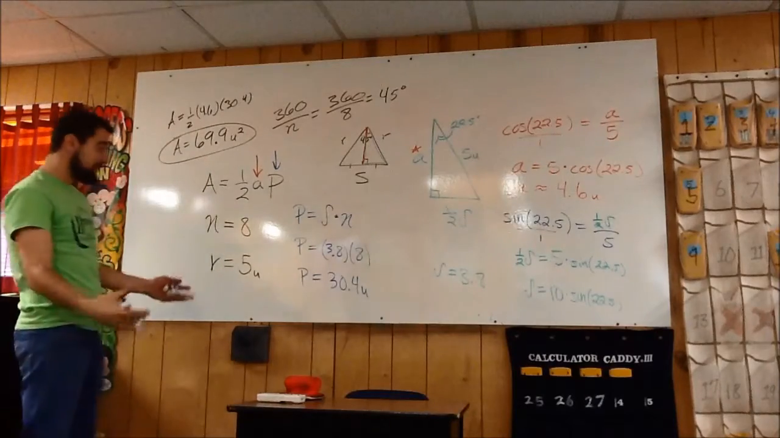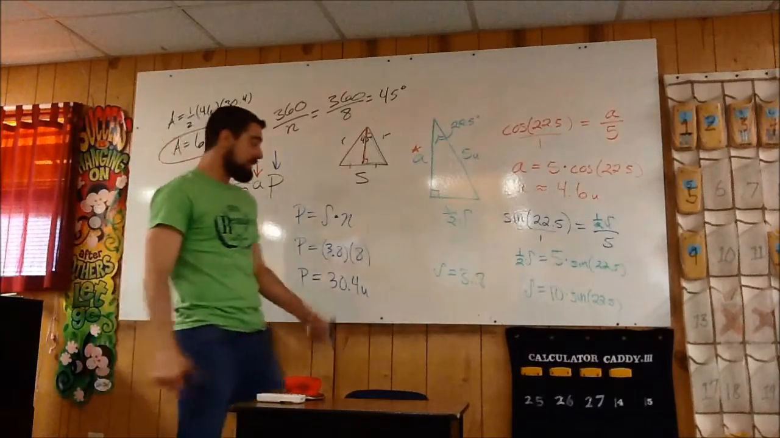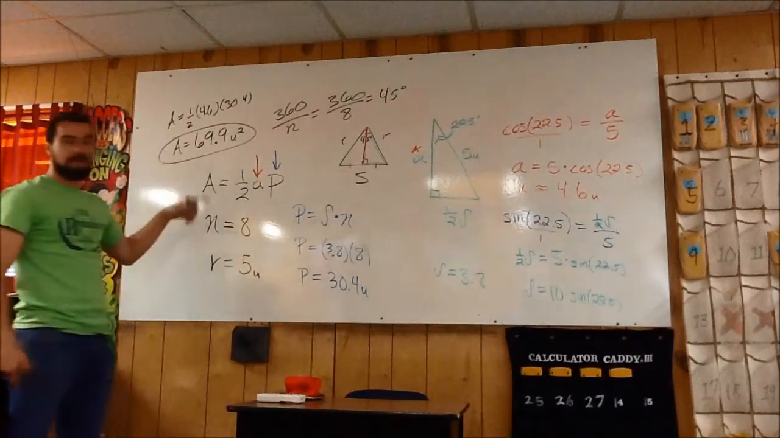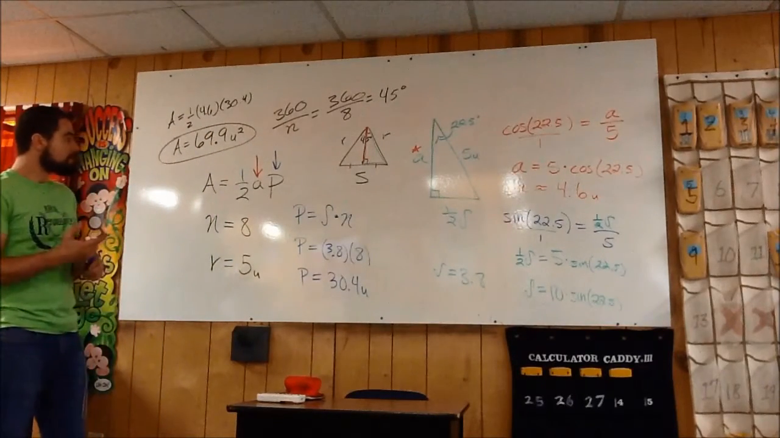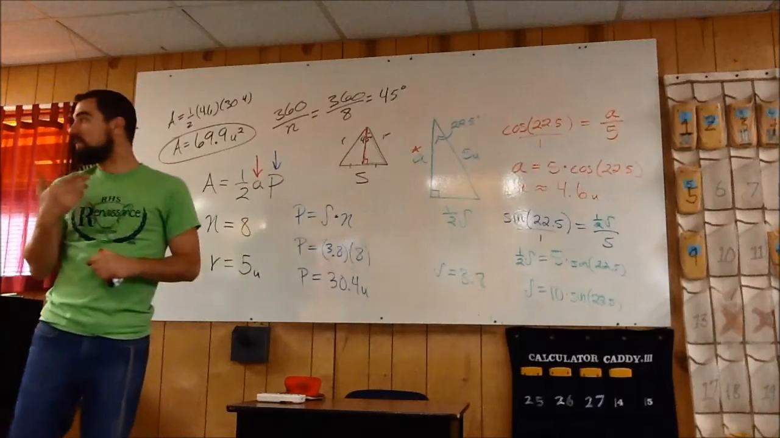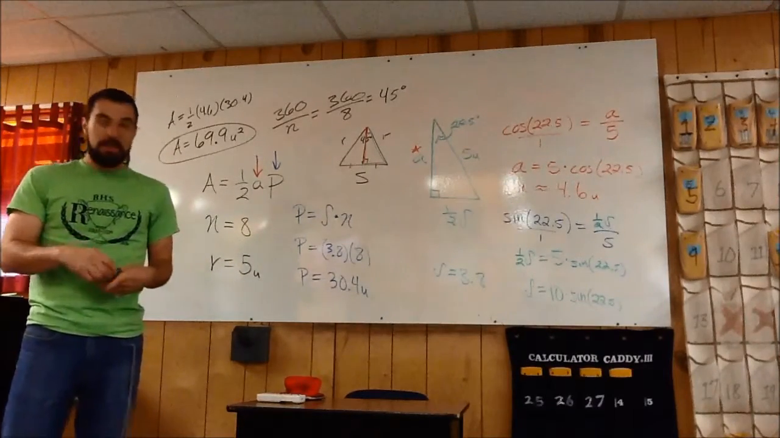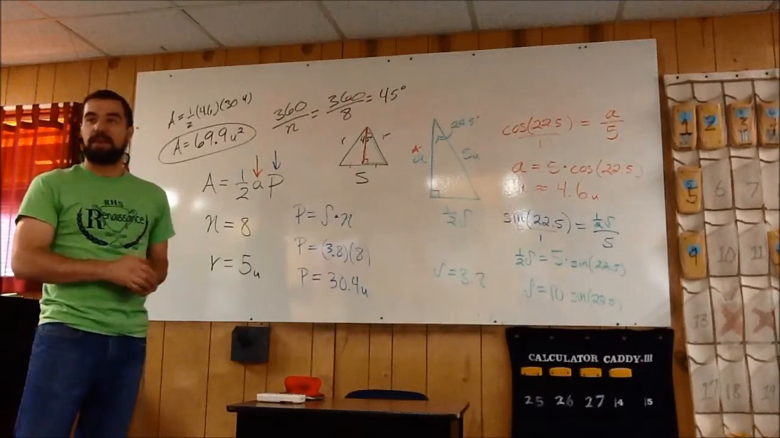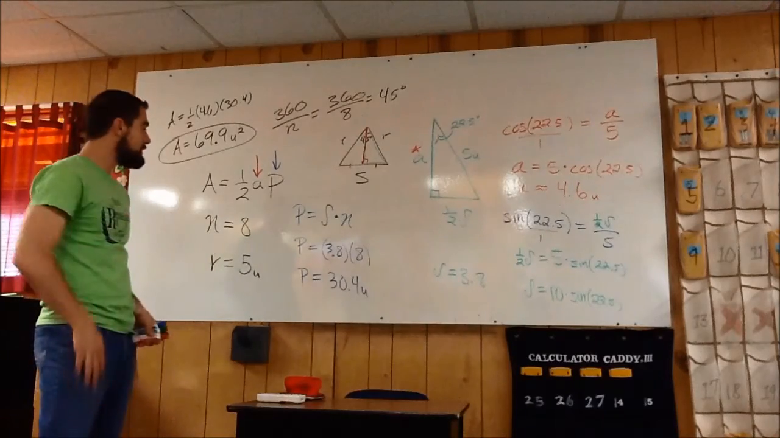I'm going to circle it because this is a rounded answer. We rounded 3.8, and we use that rounded number to find the perimeter, so that's a rounded answer. Questions about number 24? I think once you figured out that you were given the radius, then from there it was pretty easy.